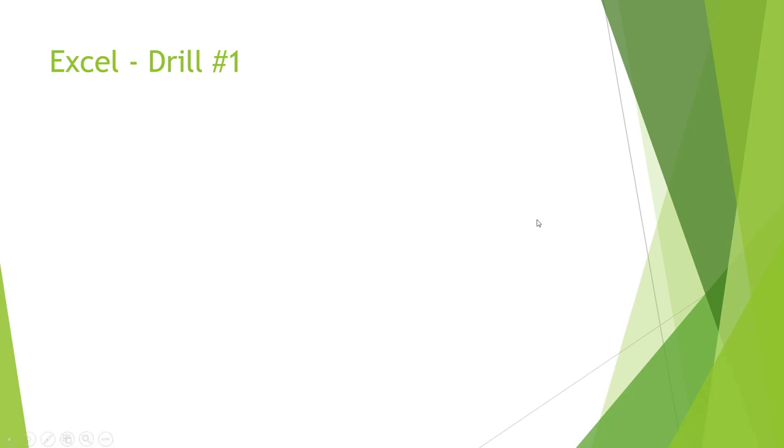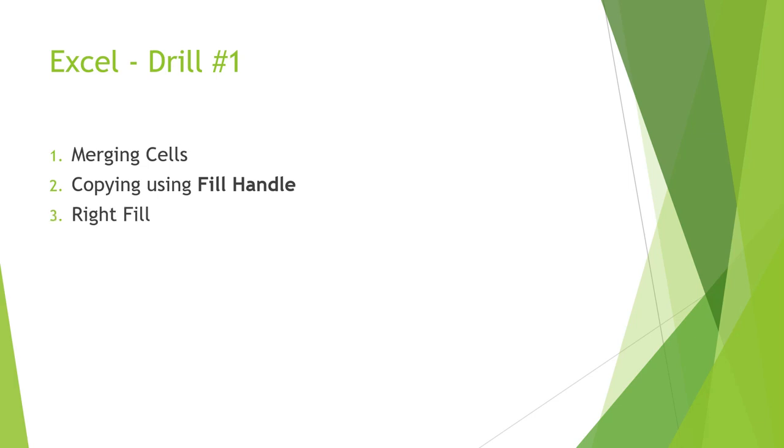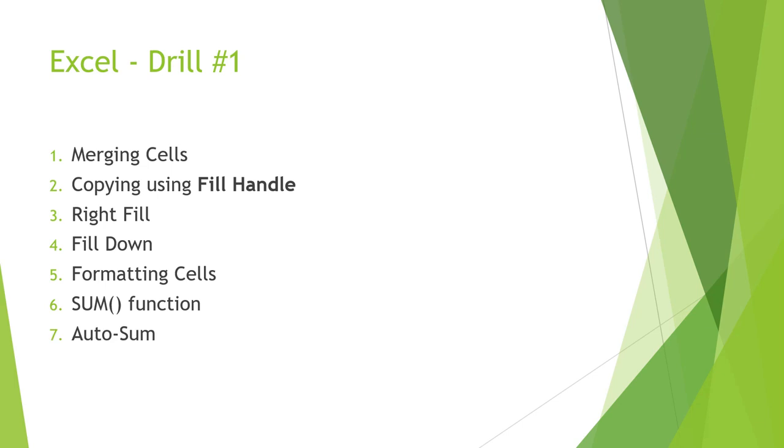In this video lecture, we will study how to use Microsoft Excel by creating a simple worksheet exercise, and as we work on this exercise, we will gradually learn the following Excel operations. Number 1, merging cells. Number 2, copying using fill handle. Number 3, right fill. And number 4, fill down, followed by formatting cells. And using the sum function, the next is the auto sum, and the last one is creating and applying borders.